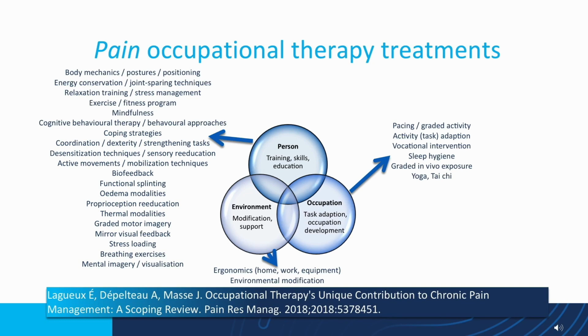Now, if I didn't say that this was an occupational therapist, you would say, well, this looks a bit like a psychologist. You would say this looks like a bit of a physio. And there's a lot of overlap between these pain therapeutic pathways. Mindfulness, exercise, fitness, biofeedback, splinting sometimes, graded motor imaging, stress loading, breathing exercises.